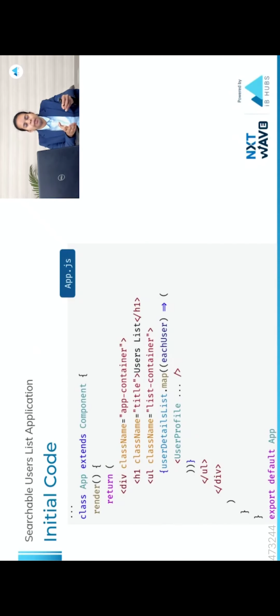The initial code snippet is already available for you. If you run npm start in the terminal, you'll be able to see this output. This is the application that we have built in the previous session. Now for this, we want to add two features. One is the search feature, another one is the delete feature, right? So let's focus on the search feature first.